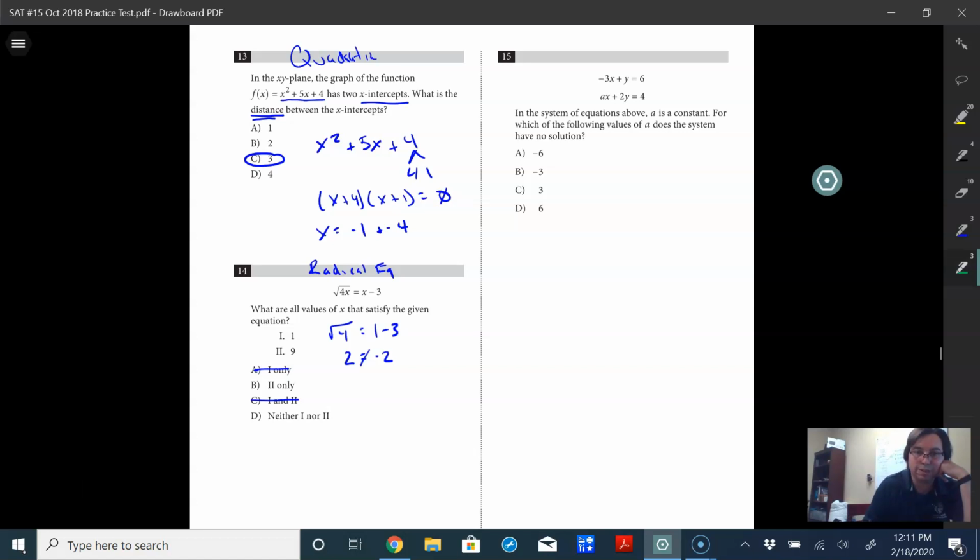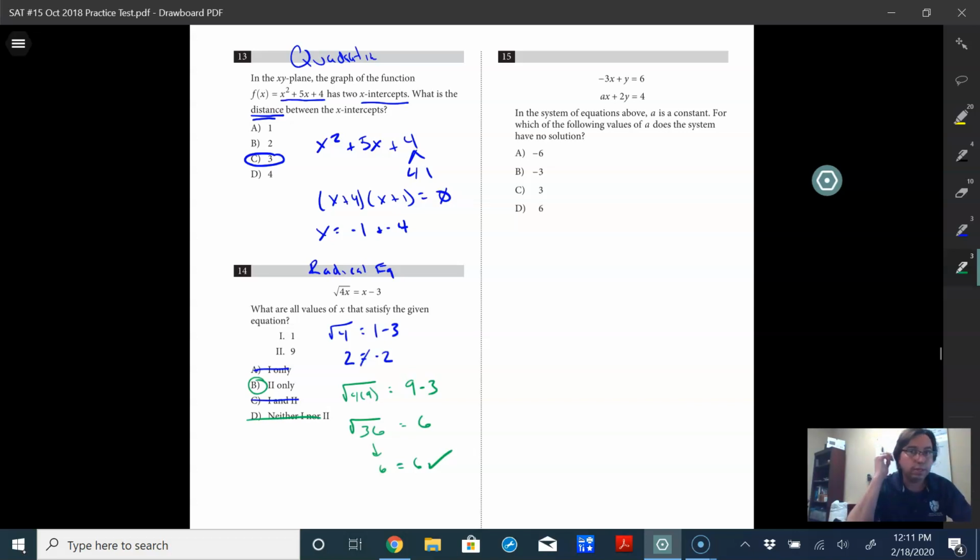If x is 9, let's do the square root of 4 times 9 equals 9 minus 3. 4 times 9 is going to be 36, the square root of which is 6. Then that's going to give me 6 is equal to 6. That checks out. So we now know the answer choice is B and not D there.